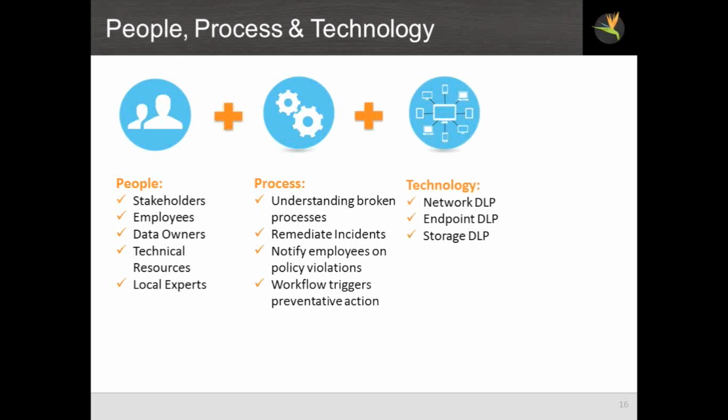And finally, the technology to make this happen. We divide it into three segments. There's network DLP, which acts on data in motion; endpoint DLP, which is concerned with data in use at the user's endpoint; and storage DLP, which focuses on data at rest in all the places where it's stored. And together, those three things, people, process, and technology, form your complete DLP program.